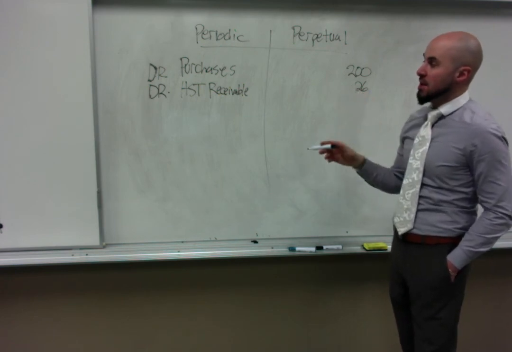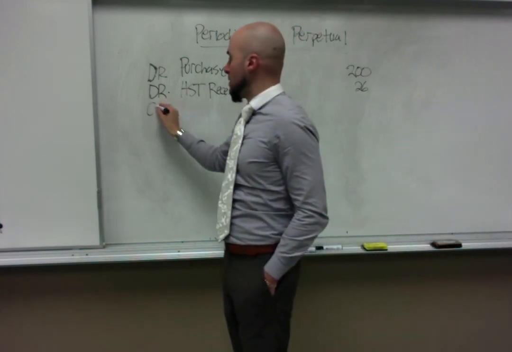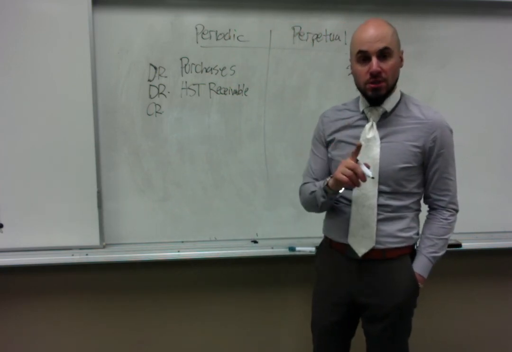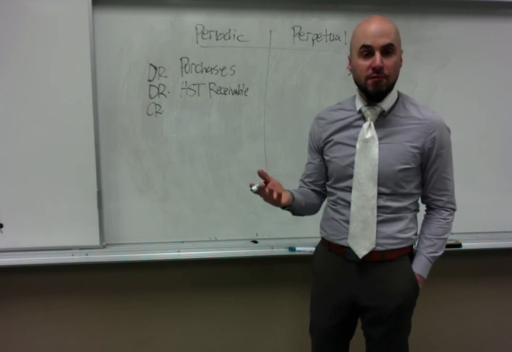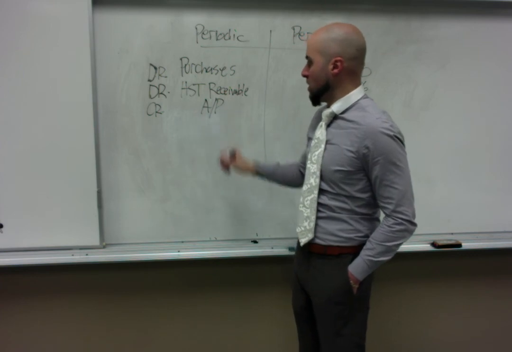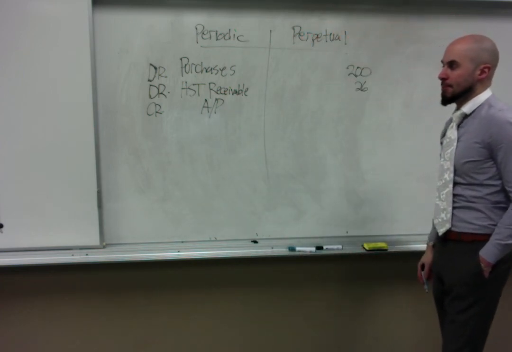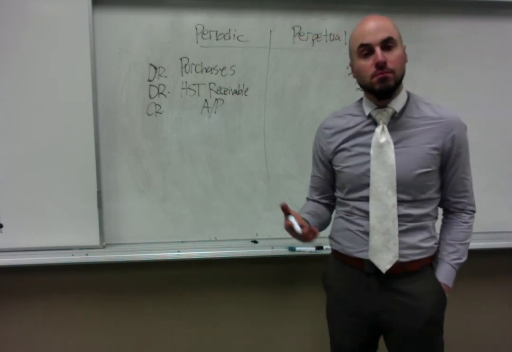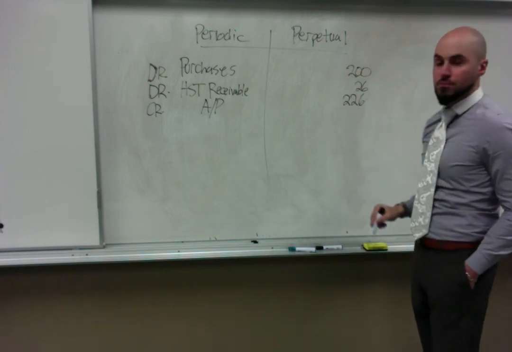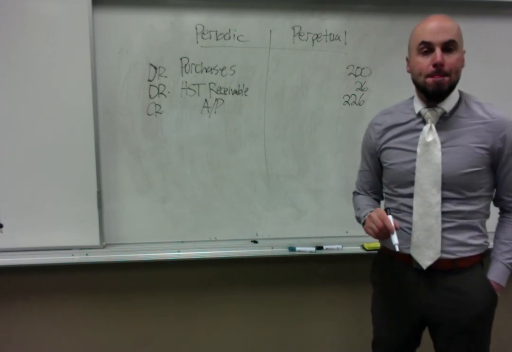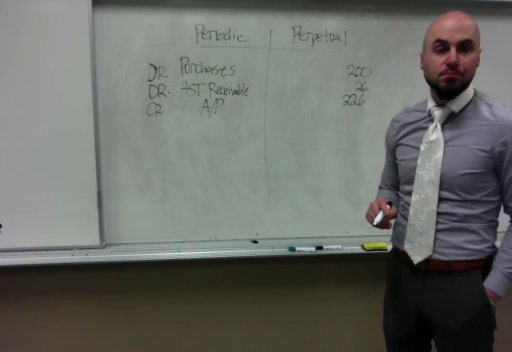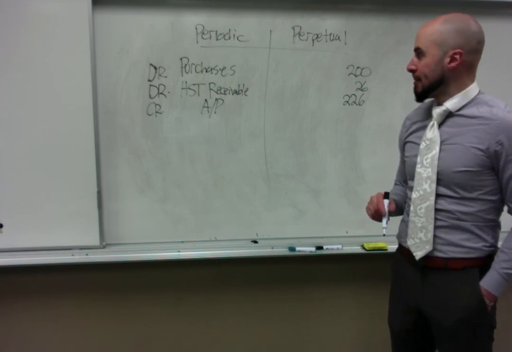So that's on the debit side, and therefore the credit will of course be purchases, however we paid for it. So let's say accounts payable. We'll keep that credit purchase. If we paid for it in cash, cash gets credit. For 226. Good? I think so.